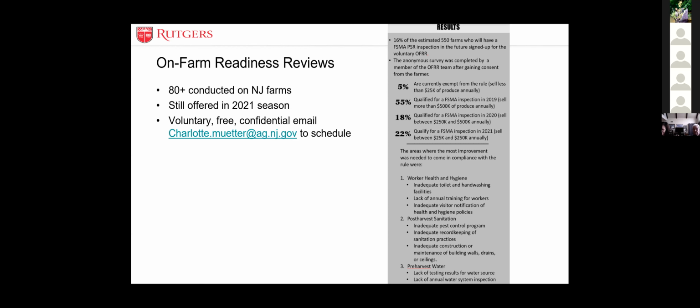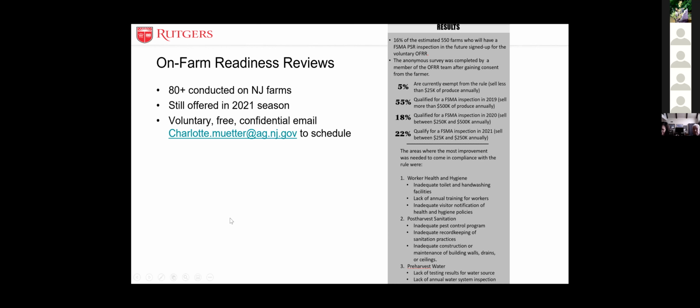We also spent some time talking about post-harvest sanitation with pest control programs, better record keeping, and then construction and maintenance of buildings, more about keeping animals out of those spaces. And then also pre-harvest water. So farms, again, that weren't having to comply with audits in the past, maybe hadn't sampled their water source, their irrigation water source, and that lack of an annual water system inspection.